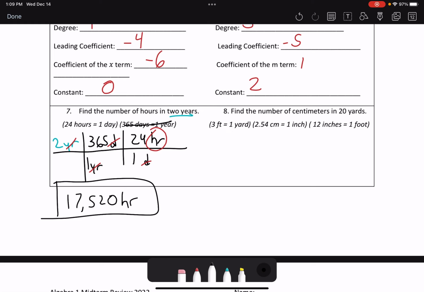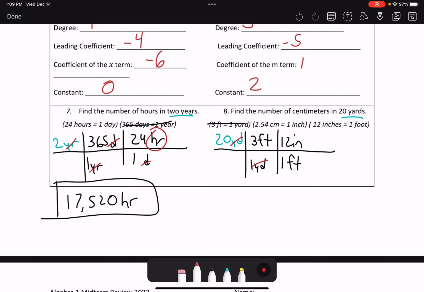For number 8, it says find the number of centimeters in 20 yards. So 20 yards is where I'm starting out. I know that 1 yard is equivalent to 3 feet. And my yards cancel out. I know that 1 foot is equivalent to 12 inches. So now my feet cancel out.